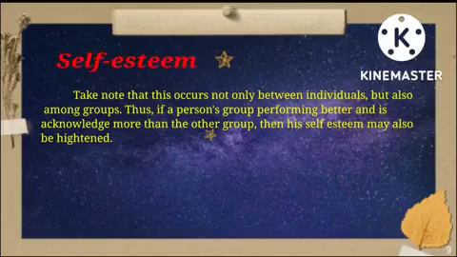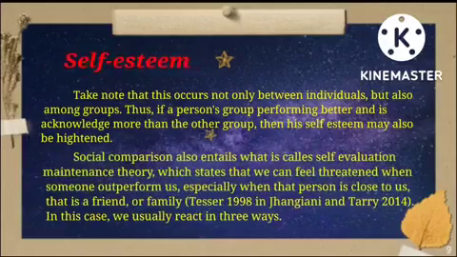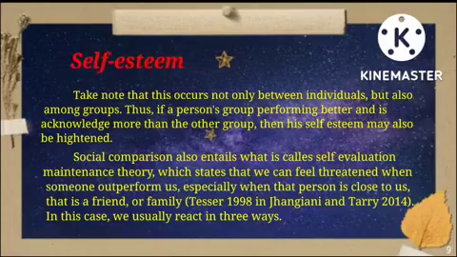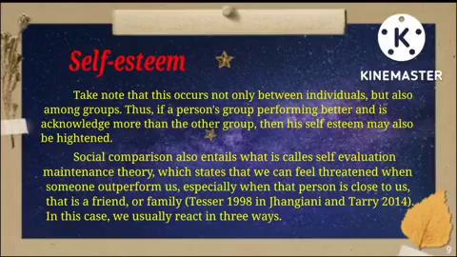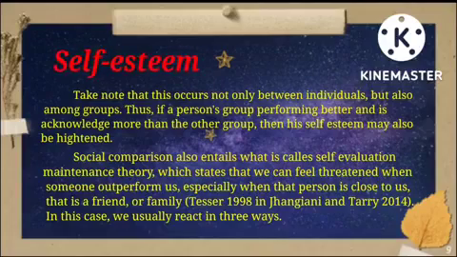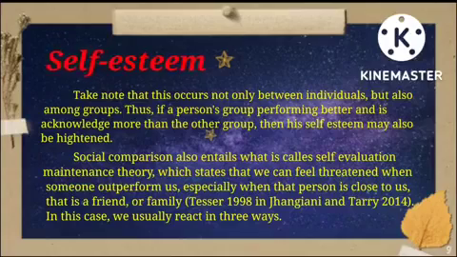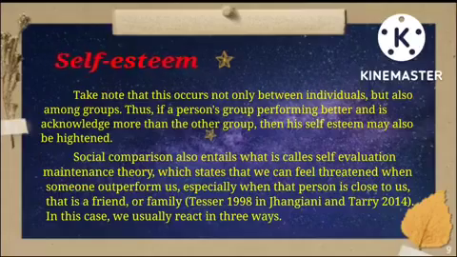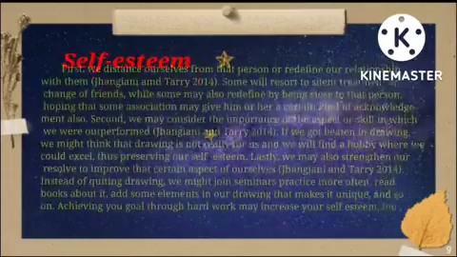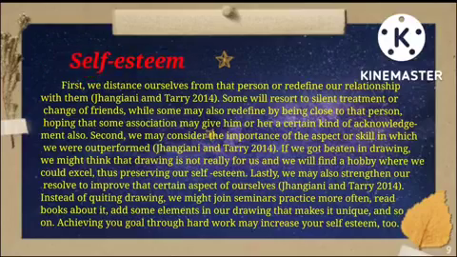also be heightened. Social comparison also involves what is called the self-evaluation maintenance theory, which states that we can feel threatened when someone outperforms us, especially when that person is close to us, that is, a friend or family. In this case, we actually react in three ways. First, we distance ourselves from that person or redefine our relationship with them.